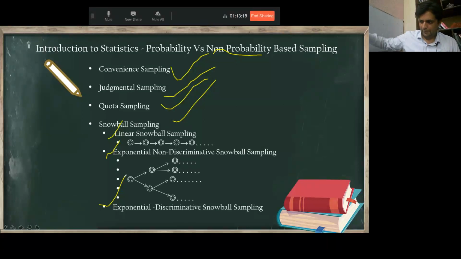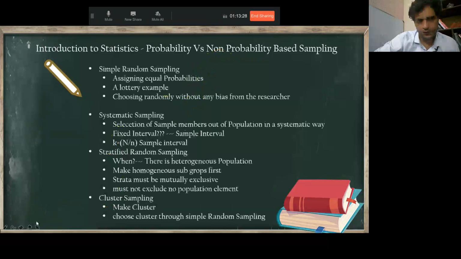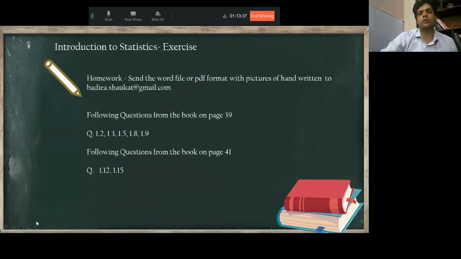So before going to probability sampling, let me tell you one more thing. This is going to be your homework. So mostly it deals with everything up to non-probability sampling. All right. So probability sampling is not included in this homework. You will get the slides and you will find out.